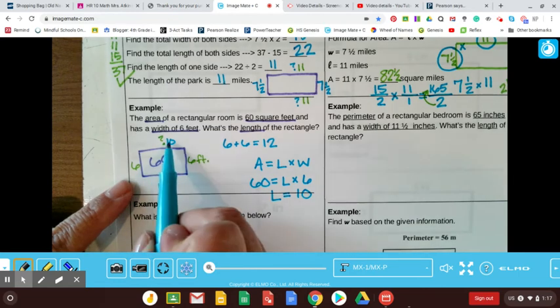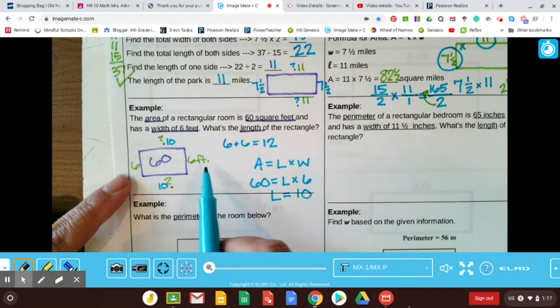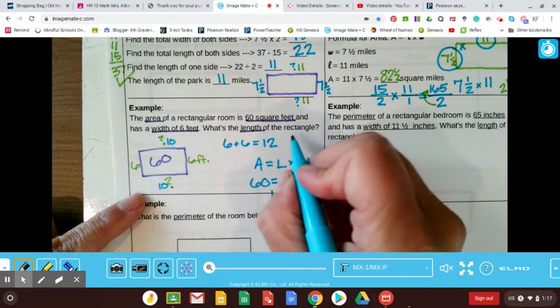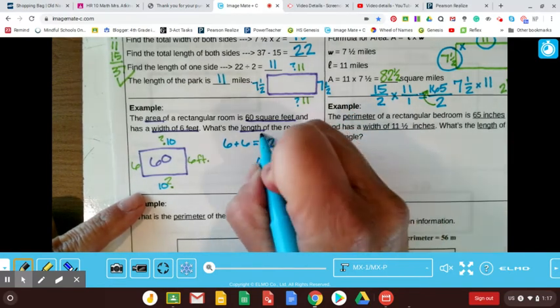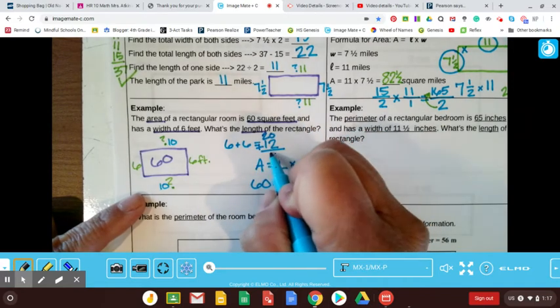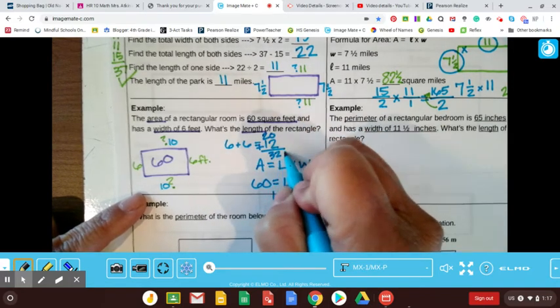So we would add 10 plus 10 plus 6 plus 6. So we already did 6 plus 6 is 12. 10 plus 10 would be 20. So 20 plus 12, if we were going to find the perimeter, would be 32.